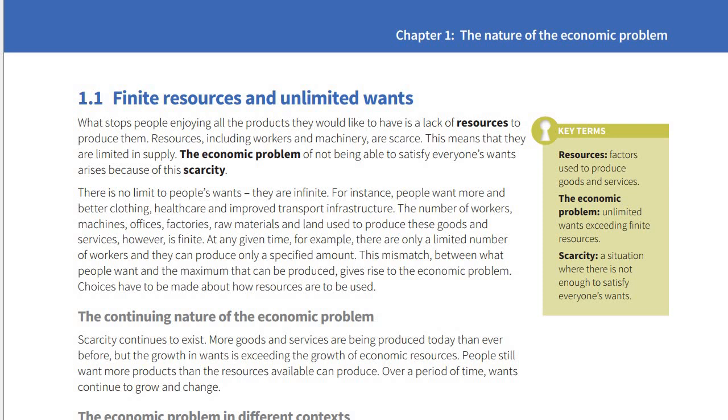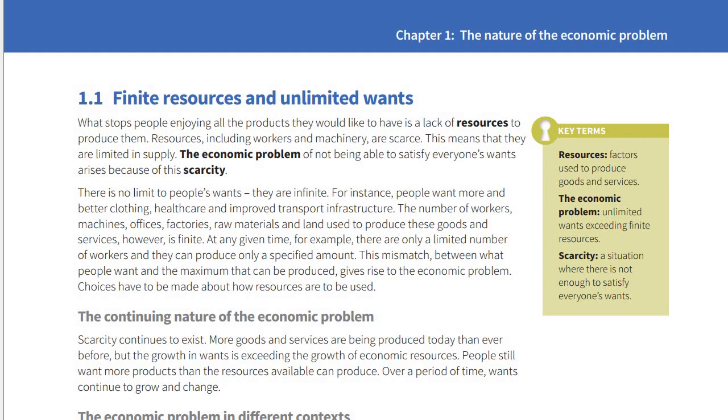Say, for example, we are given an iPhone 11 Pro. Now, next year, we might have an iPhone 12 Pro. So we as individuals want to get the better phone. So that means that our wants are unlimited, but our resources are limited. This results in the basic economic problem, which is our wants are unlimited and exceed the finite resources we have.